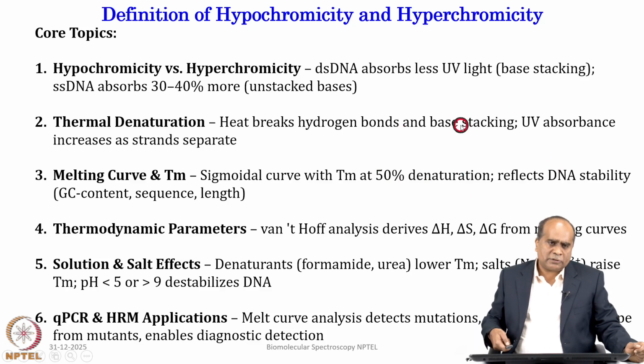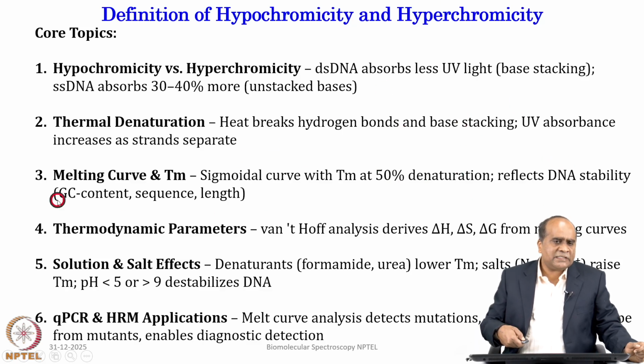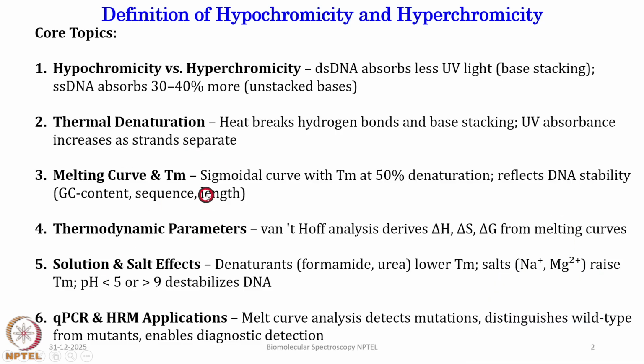So we have also touched upon this concept that if GC content is more, that means Tm will be more. And therefore, it not only tells the stability, but also tells about the sequence and how long our DNA is. So the length of the DNA can also be understood from that. And then we can calculate some of the thermodynamic parameters like in a Van't Hoff analysis, where we can derive the enthalpy, entropy, and the free energy of the melting curves.